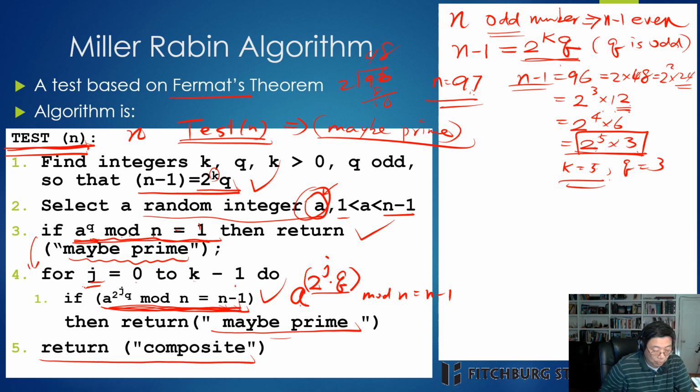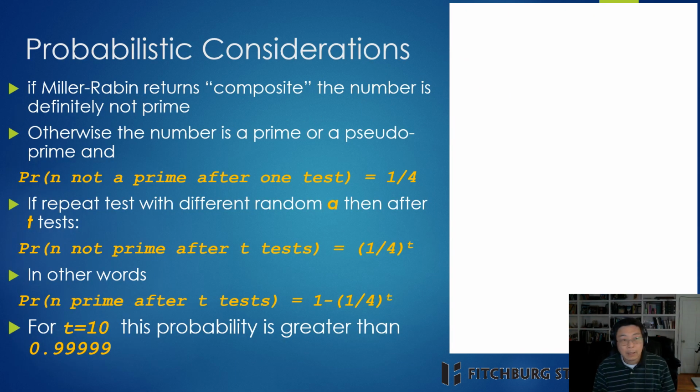Okay, let's just go to the next slide. Now, in the previous slide, we know that if we use the Miller-Rabin algorithm to test the primality of an integer n, we use a randomly generated integer a, where a is between 1 and n minus 1. So we can test whether a satisfies certain modulo conditions. If none of the conditions is true, then Miller-Rabin returns composite.